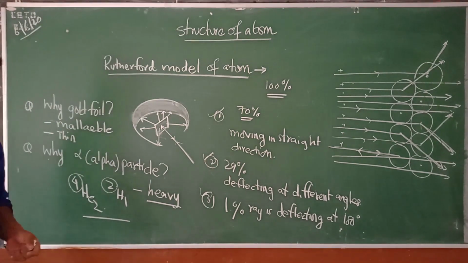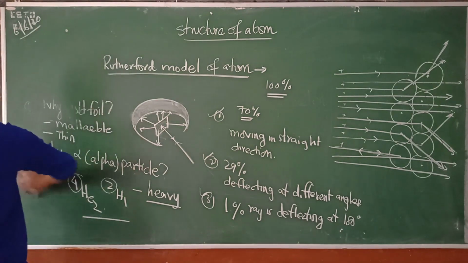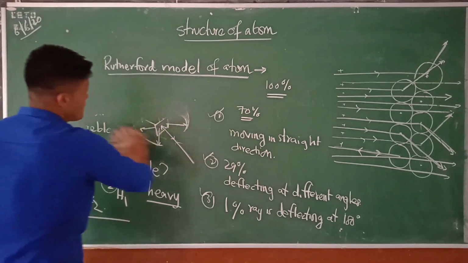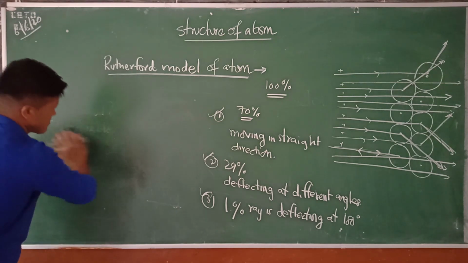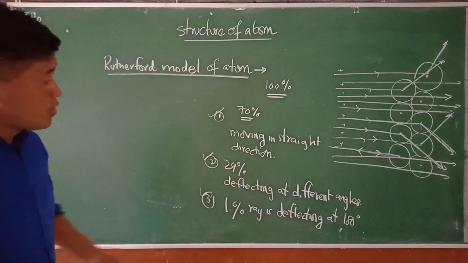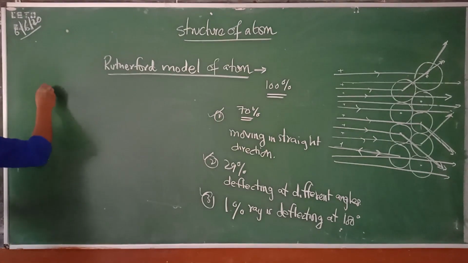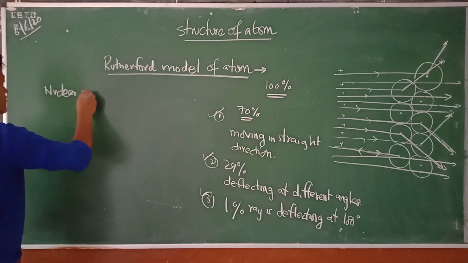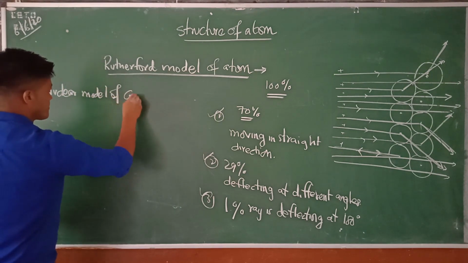Now, we will try to understand what are the conclusions made by him. When he made these three observations, he made some conclusion which is also referred to as the nuclear model of the atom.